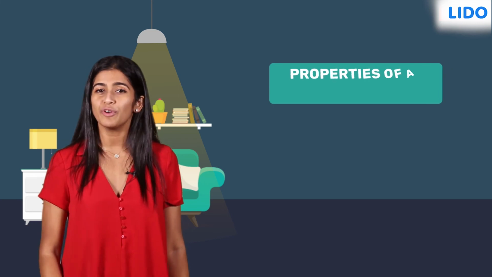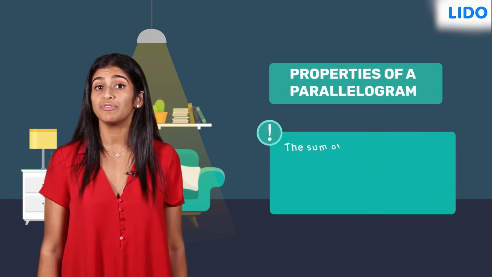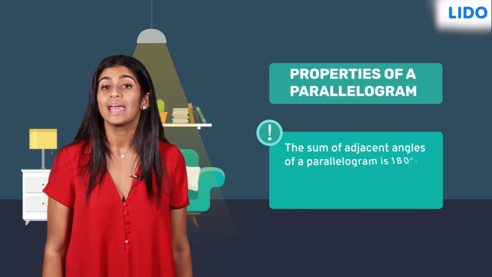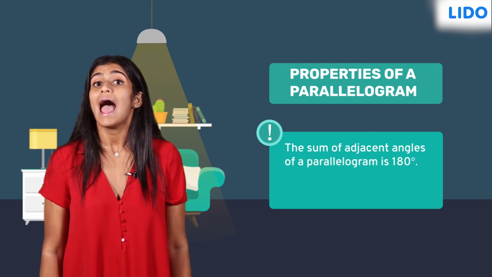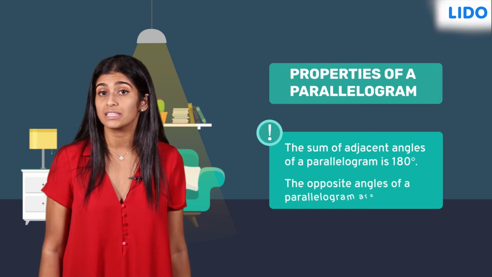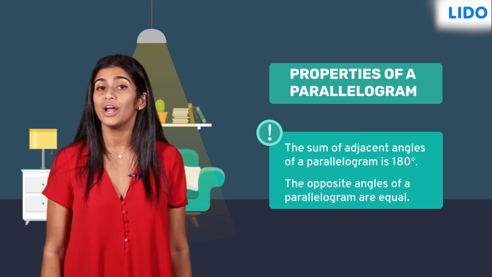Today we have learned 2 important properties of a parallelogram. The sum of adjacent angles in a parallelogram is 180 degrees, and the opposite angles of a parallelogram are equal.